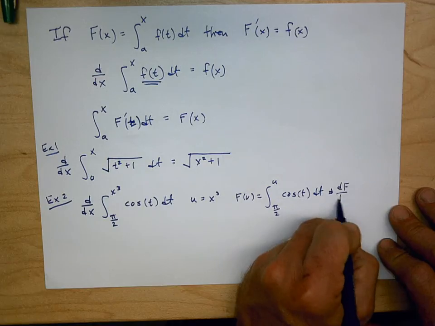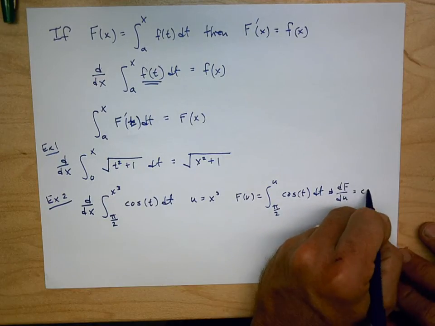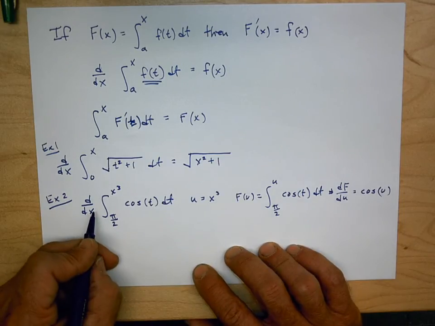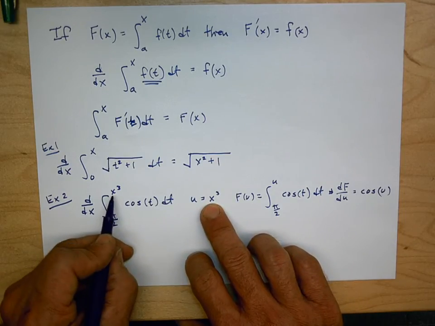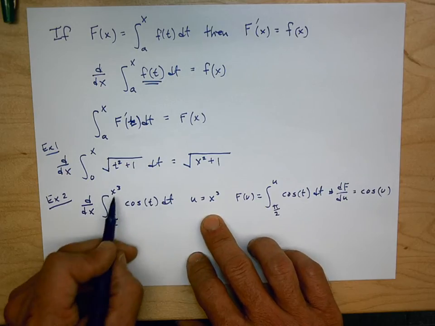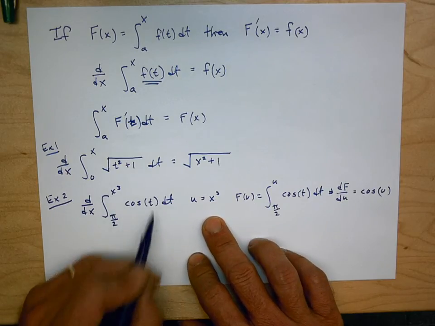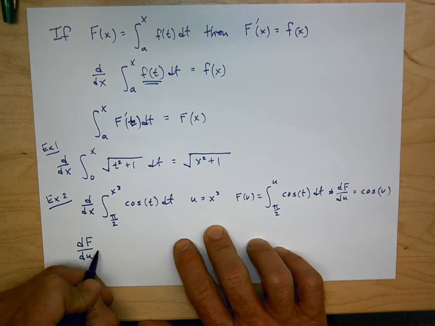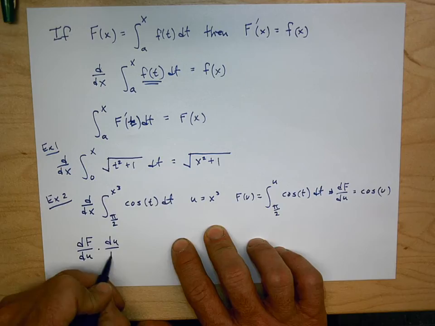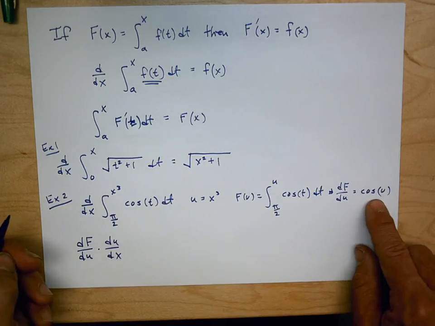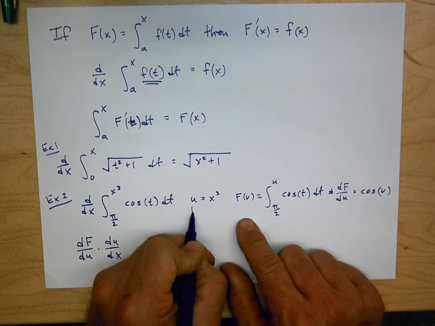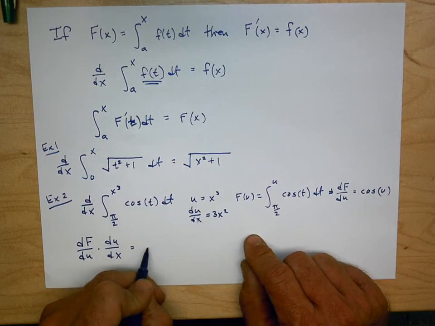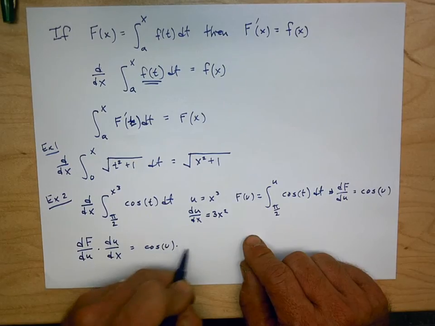So df du is just going to be cosine u. Now, since we're doing the substitution, we're basically doing a composition of functions, right? What we're going to need is the chain rule. So what I'm going to have is df du times du dx. Well, this is df du, and du dx is 3x squared. So this is going to be cosine u times 3x squared.